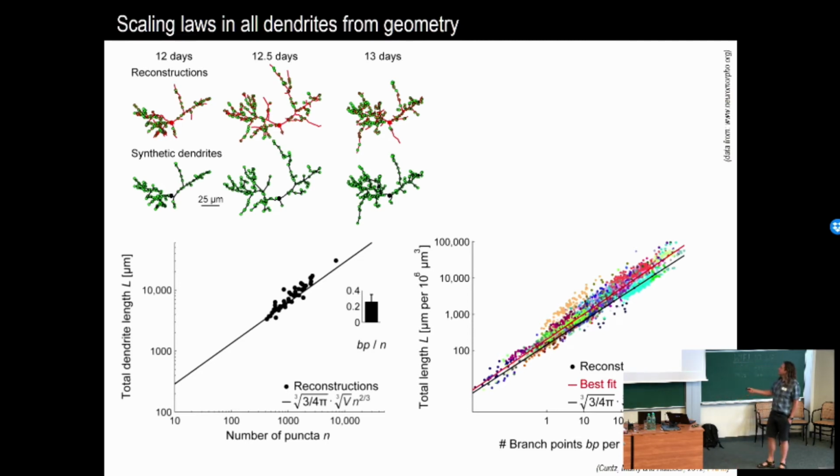This is a very nice data set because we have this time lapse, we have the maturation of the dendrites, and we know exactly where the synapses are. That's quite a rare data set.